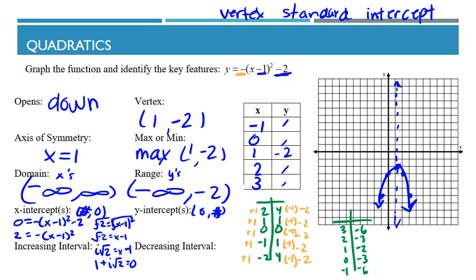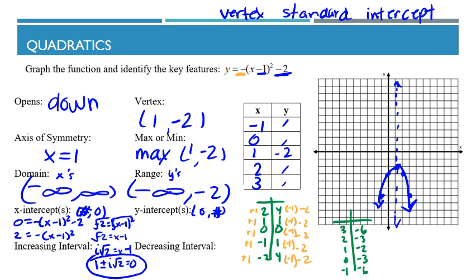Now I square rooted. This doesn't seem right, right? I feel like I'm missing something. I should have 1 plus or minus. Okay, anytime you take an even root, you've got to have that plus or minus. So this is what I have for my x-intercepts.